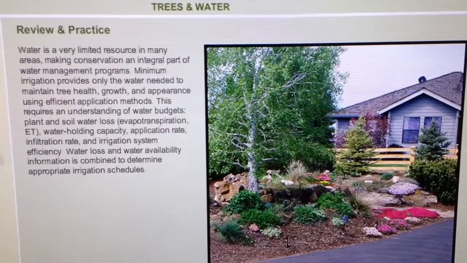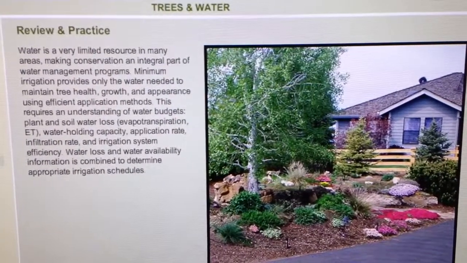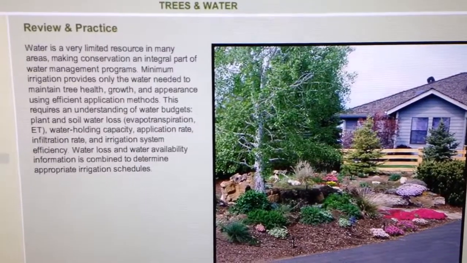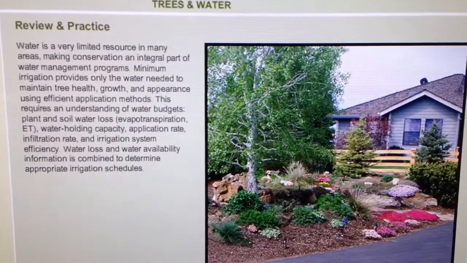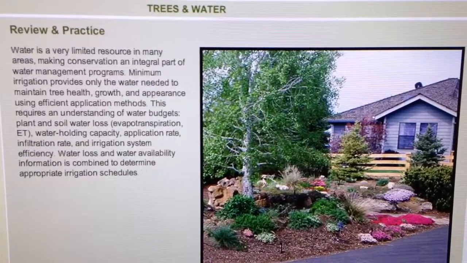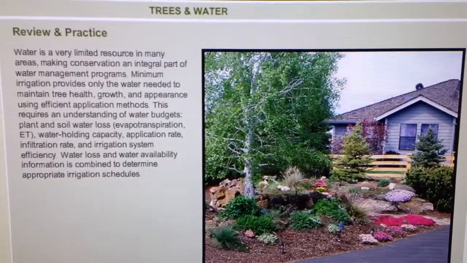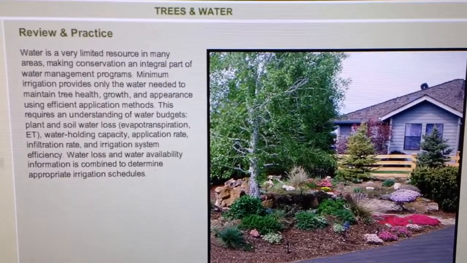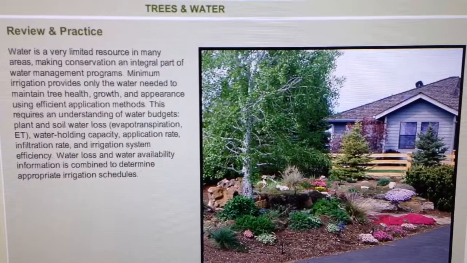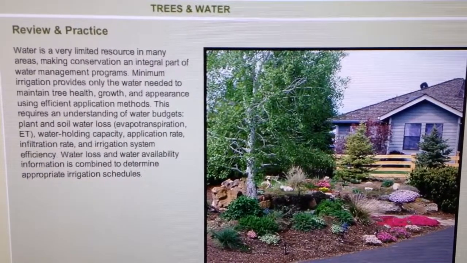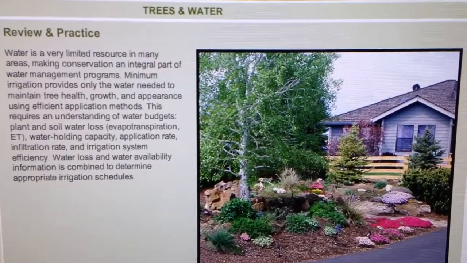Water is a very limited resource in many areas, making conservation an integral part of water management programs. Minimum irrigation provides only the water needed to maintain tree health, growth, and appearance using efficient application methods. This requires an understanding of water budgets, plant and soil water loss, evapotranspiration, ET, water holding capacity, application rate, infiltration rate, and irrigation system efficiency. Water loss and water availability information is combined to determine appropriate irrigation schedules.